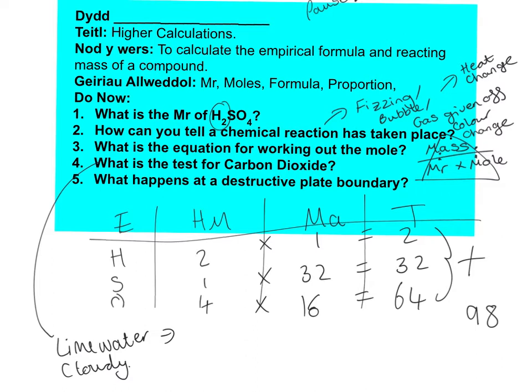What happens at a destructive plate? So they move together, the more dense one goes underneath. Okay, and then you end up with mountain ranges.